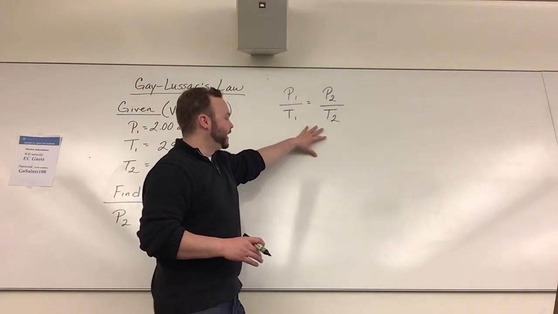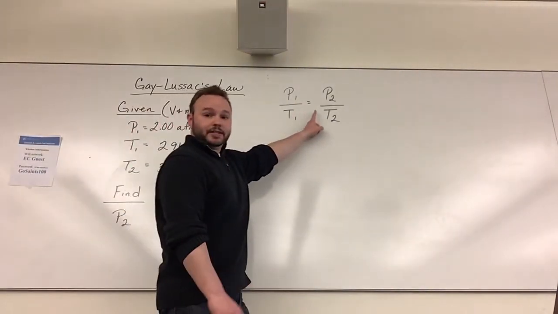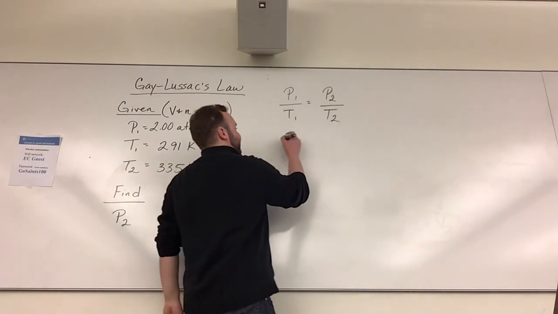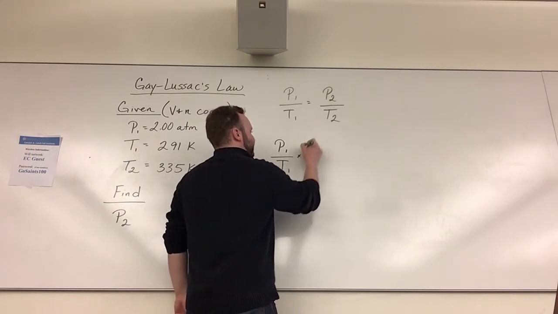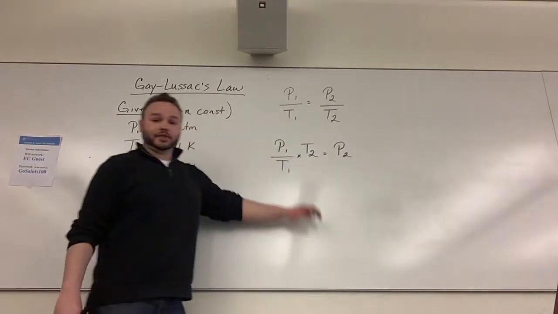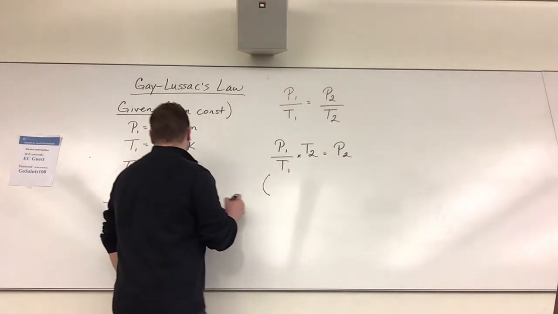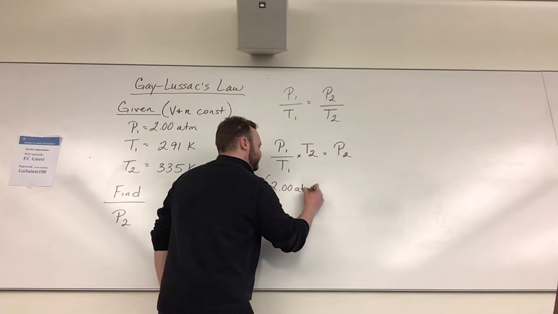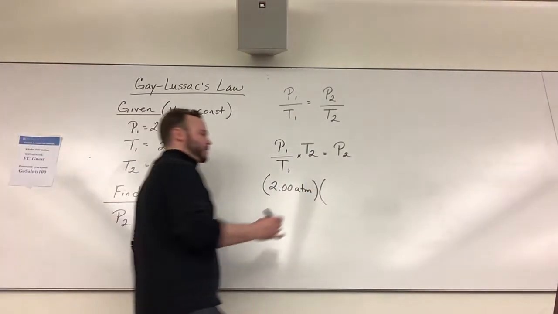But here, I can see I'm solving for P2. So let me rearrange this to solve for P2. If I multiply both sides by T2 again, what I'll see is I'll end up with P1 over T1 times T2. And now I'm left solving for P2. So now I can put my numbers in. P1 was the 2 atmospheres, so 2.00 atm. My T2, my second temperature, is 335 Kelvin.